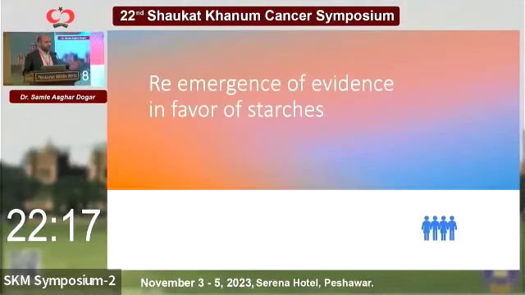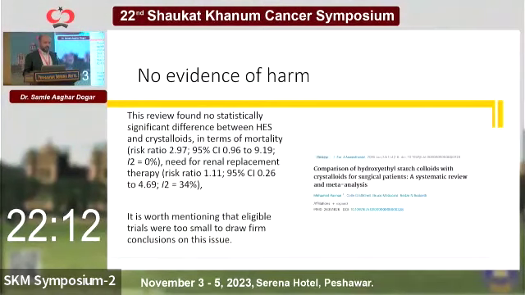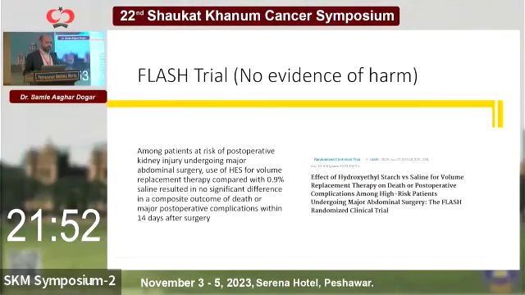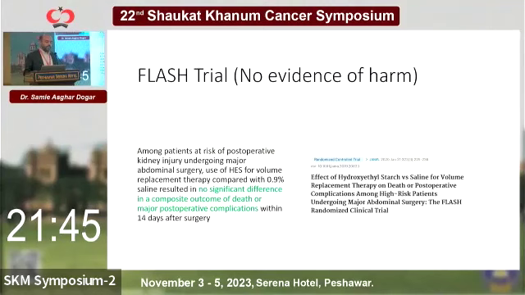But after a few years, there was re-emergence of evidence in favor of starches. So in 2016, in the European Journal of Anaesthesiology, this article found that there is no statistically significant difference between starches and crystalloid in terms of mortality and renal replacement. But the authors also noted that the eligible trials were too small to draw any firm conclusions on this issue. So then this trial came, the FLASH trial. It also showed that there is no evidence of harm comparing crystalloids with colloids.